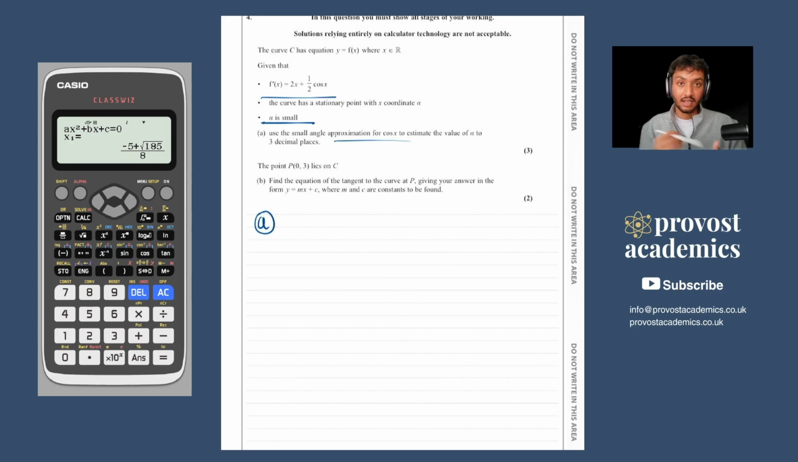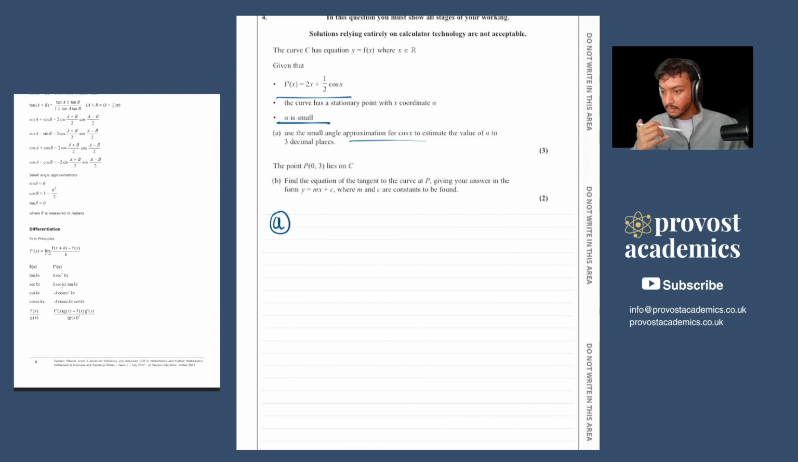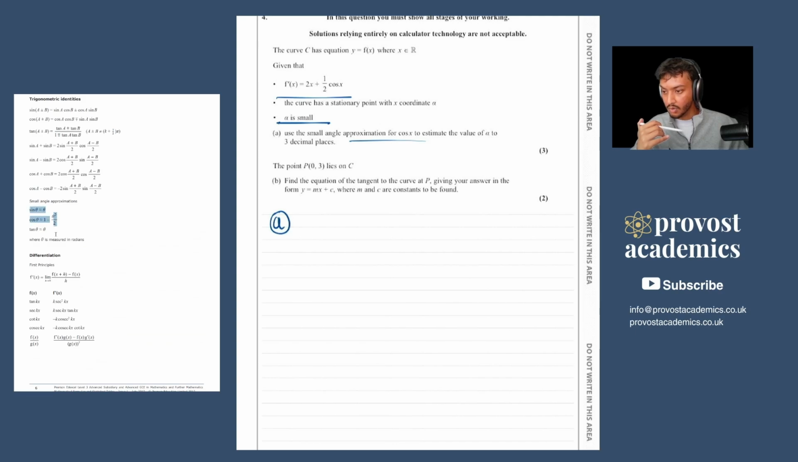You are actually given all the small angle approximations in your formula booklet. So if I head over to the formula booklet, we are looking for small angles. There's the small angles. What I usually recommend when you are doing past papers is to always have your calculator, but also have your formula booklet at hand, so you can check and cross-reference, because this will be given in the exam. So we're looking for cos, and we have the cos small angle: cos theta is roughly equal to 1 minus theta squared over 2.